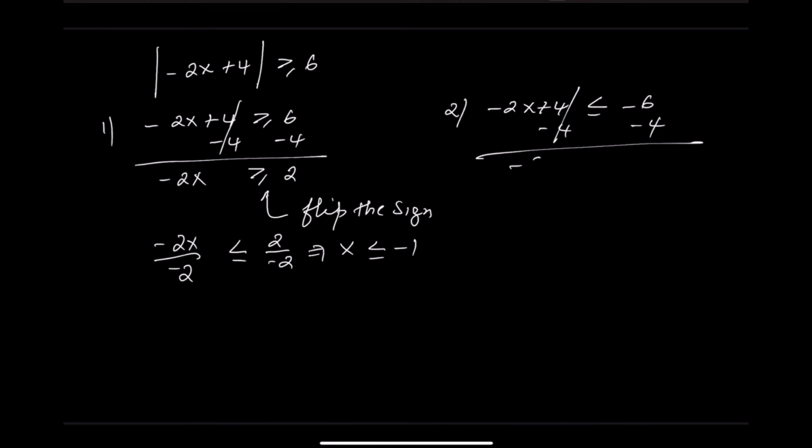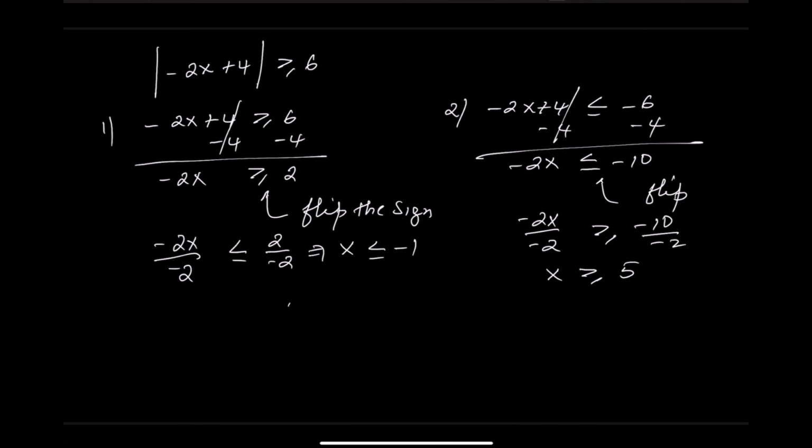-2x is less than or equal to -10. Divide by -2. Flip the inequality again. x is greater than or equal to 5. So the solution is x is less than or equal to -1, or x is greater than or equal to 5.